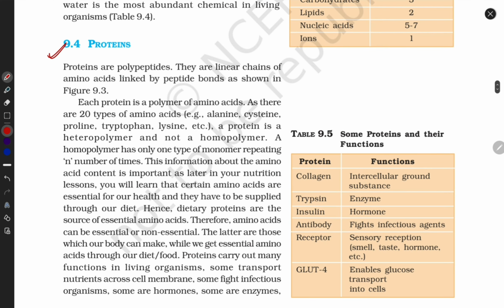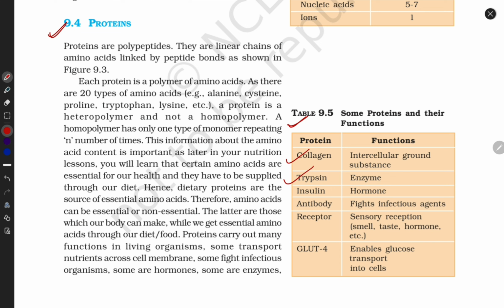Some functions of proteins. Look at there guys. They work as ECM, example is collagen. They work as an enzyme, example is trypsin. They also work as a hormone, example is insulin. They work as an immune system. They form antibodies. They work as a receptor also. They work as a channel, carrier, pump also. They can transport molecules from outside to inside the plasma membrane and inside to outside the plasma membrane.